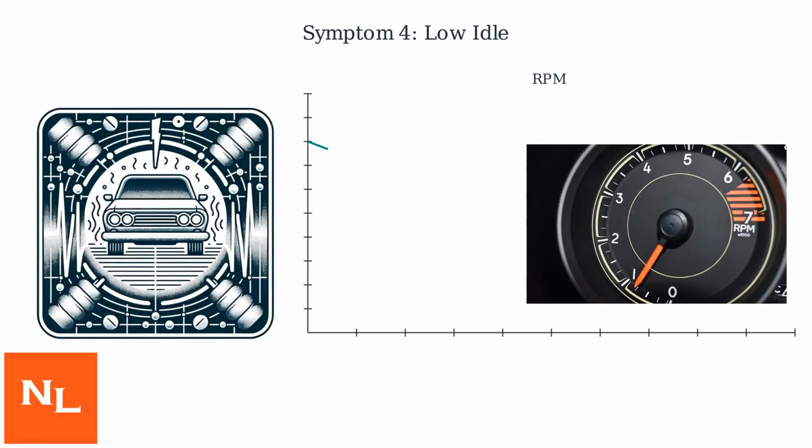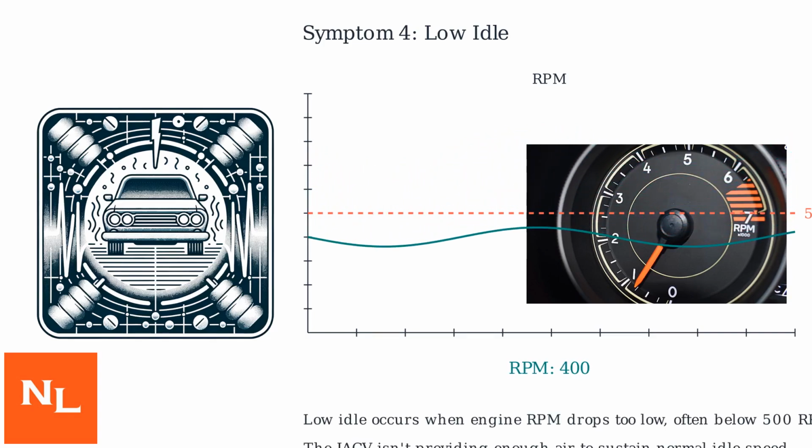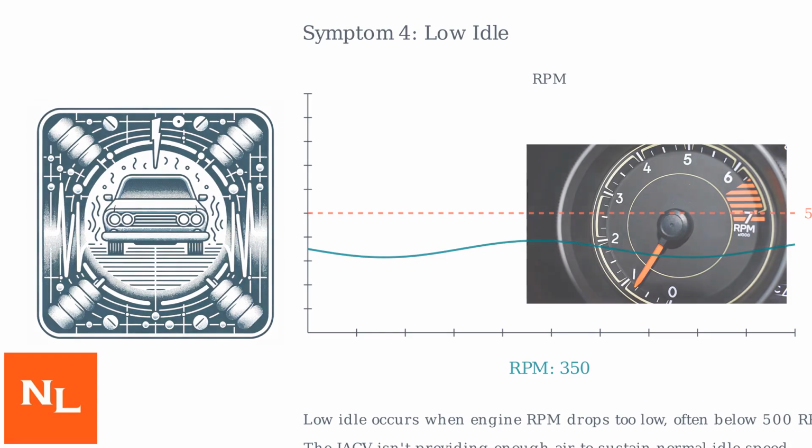Low idle is when the engine RPM drops too low, often below 500 RPM, leading to rough running or hesitation. This happens when the IACV isn't providing enough air to sustain a normal idle. The engine may vibrate excessively or feel like it's about to stall. This low of an RPM may be damaging to your engine.